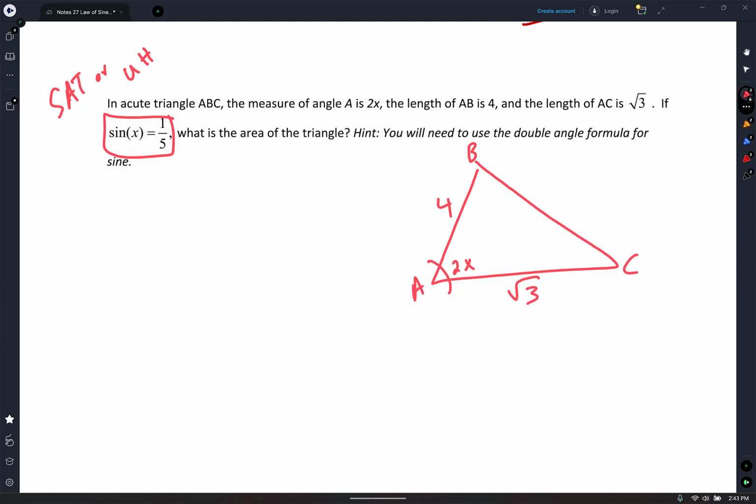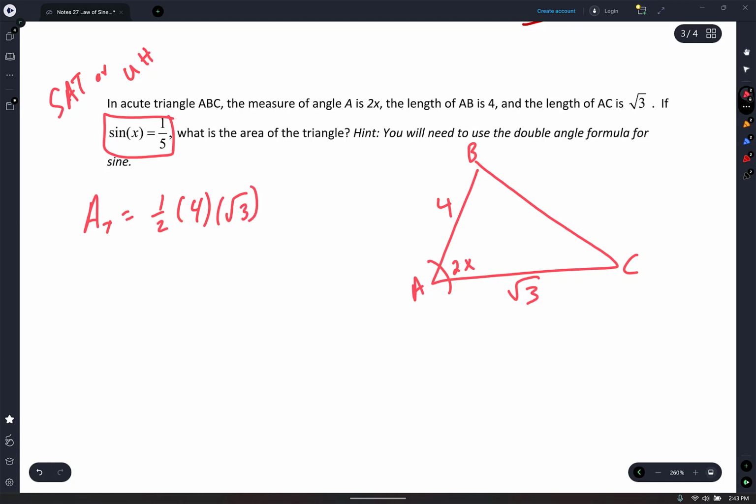Okay. Area of this triangle, we just learned it not that long ago. 1/2 this side times this side. So 4 times square root of 3, and then sine of 2x. And do they tell me the area? No, they want me to find the area. Okay. I know that sine x is 1/5. I'm going to have to replace the sine 2x with something. Do you remember what sine 2x is? We just covered double angles maybe 3 weeks ago. A month ago.